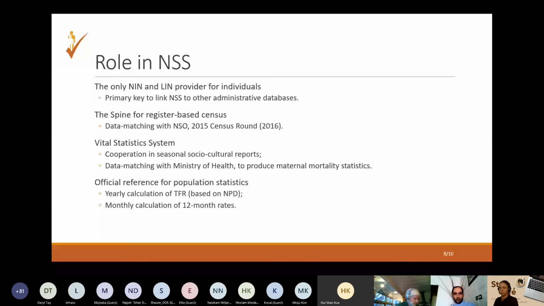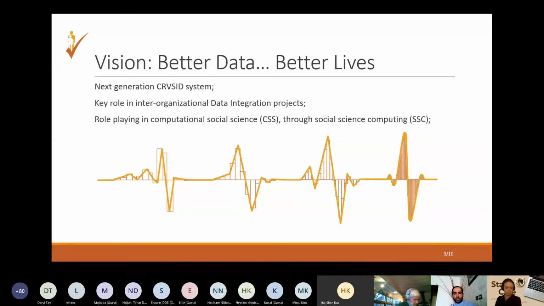And next slide, let me finish my speech with a look at our vision, which is first to be the next generation of the CRS-ID system that implements population registration and provides digital authentication and identification services at different levels. And second, to keep playing the key role for inter-organizational data integration projects, and these two would finally prepare the NO-CRVS ID to be a role-playing public service in computational social sciences through social science computing.